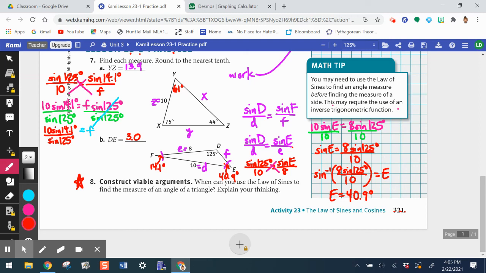So that is it for lesson 23-1 practice. I definitely encourage, if item B kind of threw us for a loop, go back and watch it again, see why we decided not to use this proportion at the beginning, why we used this proportion, and again, how we use the inverse trig function to find an angle. But that is the end of lesson 23-1 practice.